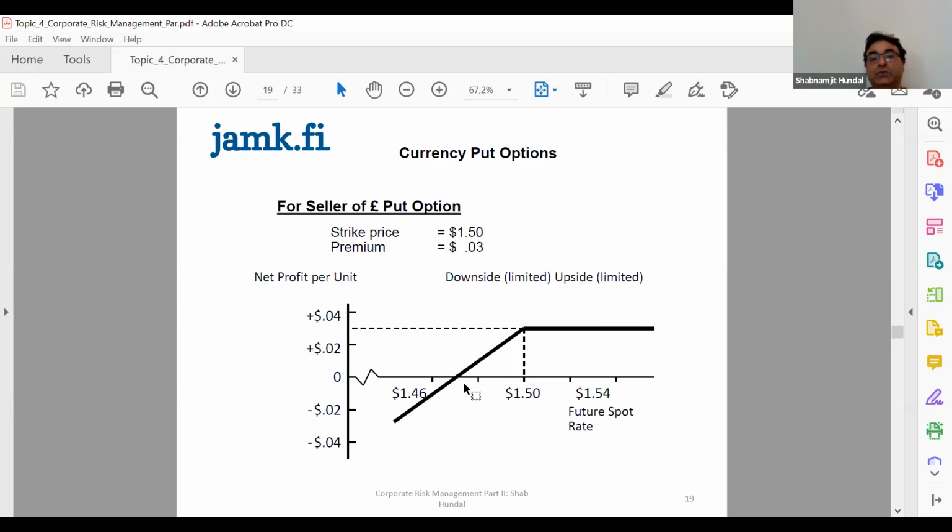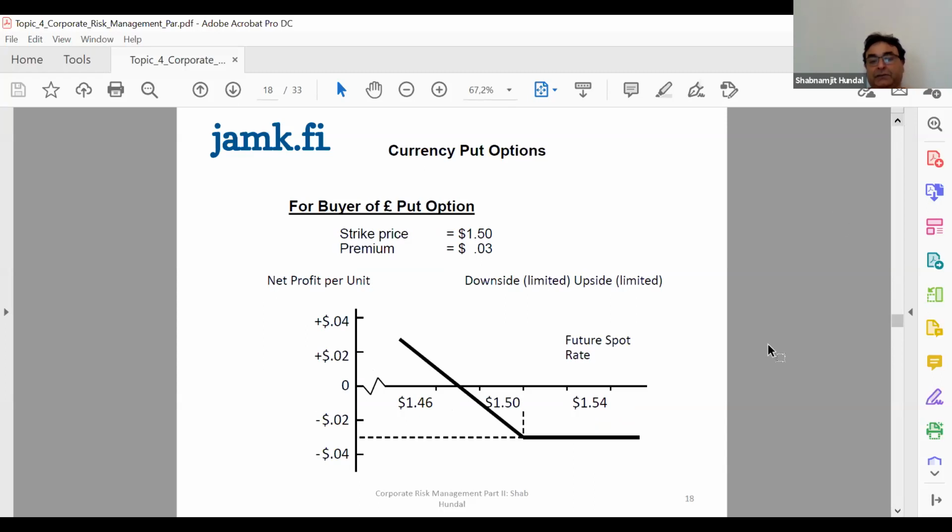Whereas the bank can lose a much bigger amount than 3 cents. Okay, so this is the payoff of the put option for the seller of the put option, and this is the payoff of the buyer of the put option. If you know one of them, you just have to reverse the other picture.